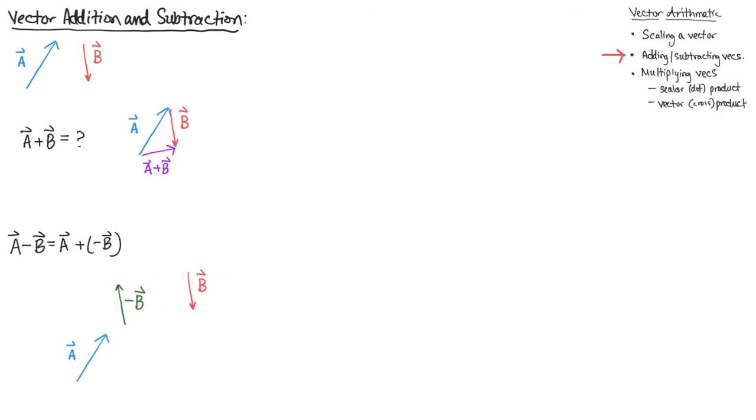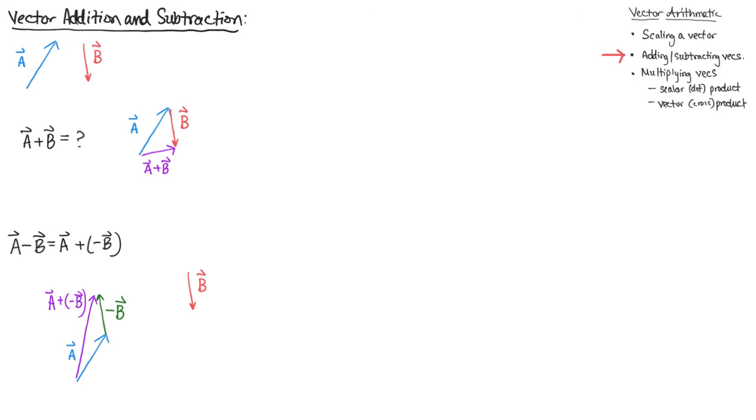So A plus minus B will look like the following. I'll take my minus B vector and add it to the vector A tip to tail, and my resulting vector in that case will be A minus B, or A plus negative B. So this is how you do it graphically, and we never specified a coordinate system, nor do you have to.